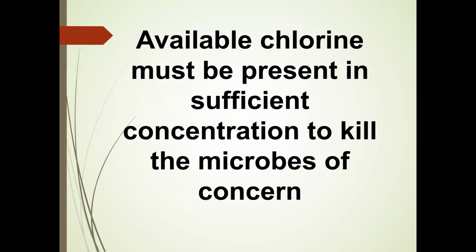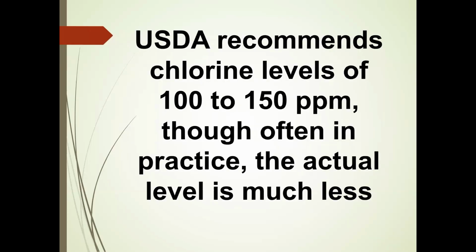Available chlorine must be present in sufficient concentration to kill the microbes of concern. The USDA recommends levels of 100 to 150 ppm of chlorine in cooling water, though often in practice the actual level is much less.